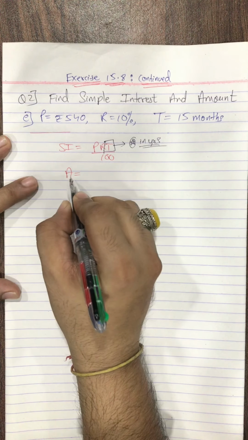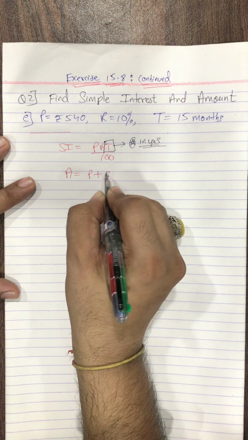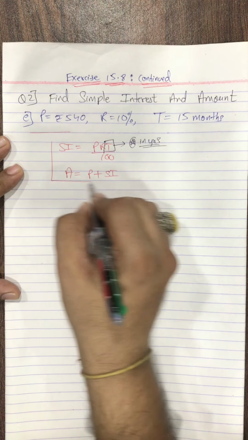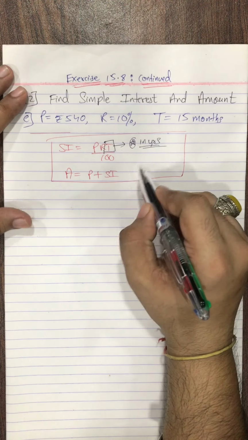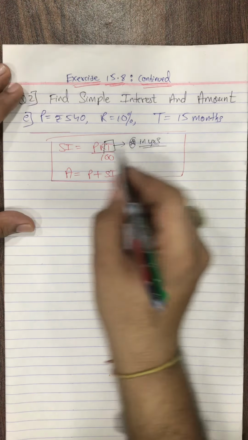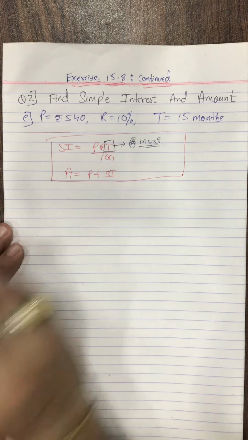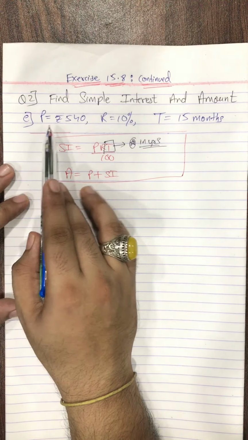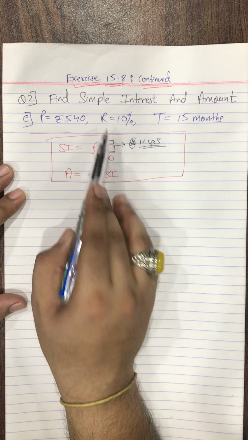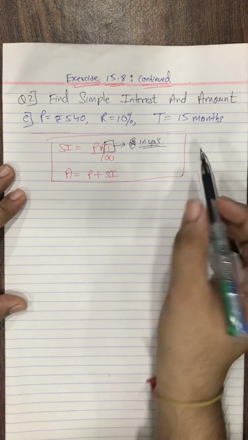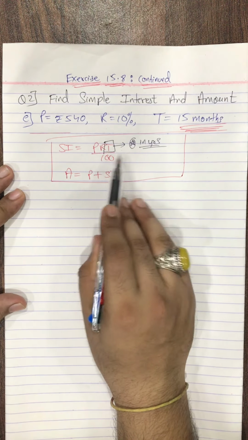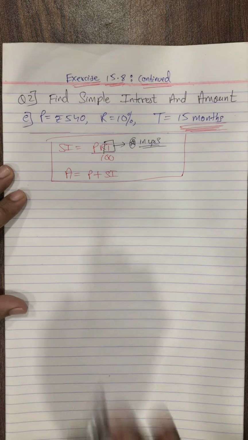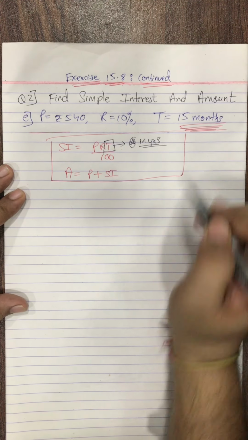The second formula we studied was the formula of amount, denoted by capital A. Amount is principal plus simple interest. But in today's lecture we'll see some questions where the time period is not given in years. Now let's see question number 2, sub question E. Principal is rupees 540, rate of interest R is 10%, but the time period is given in months. We always want the time period in years in this formula, so we have to convert the months into years.